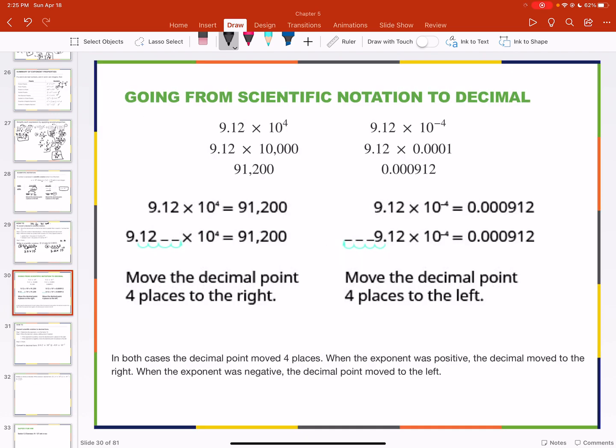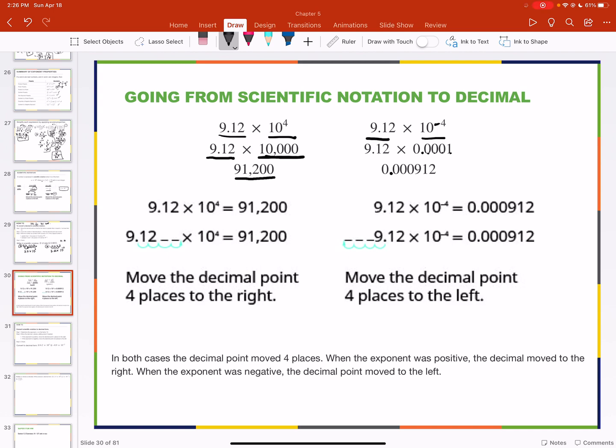Now, if I want to go from scientific notation to decimal, it's very similar. So let's go ahead and look at this. Here I have 9.12 times 10 to the power 4. 10 to the power 4 is 10,000, okay? So when I move this, I get 91,200. Now, if I multiply 9.12 times 10 to the negative 4th, the negative fourth power is 1/10,000. So 1, 2, 3, 4 decimal places. So 9.12 times this is going to end up giving me 0.000912.